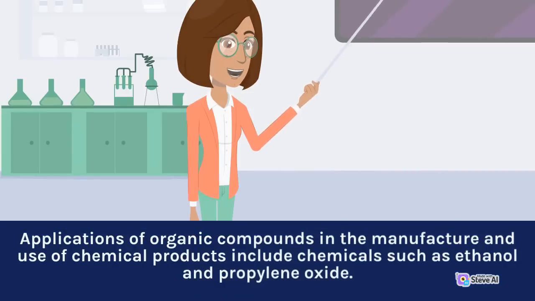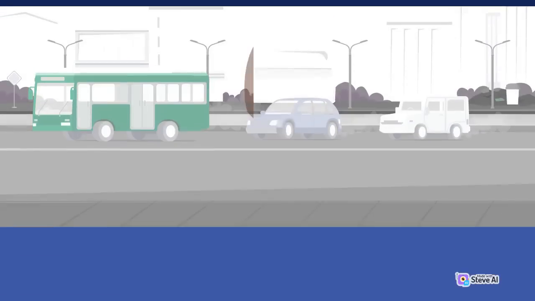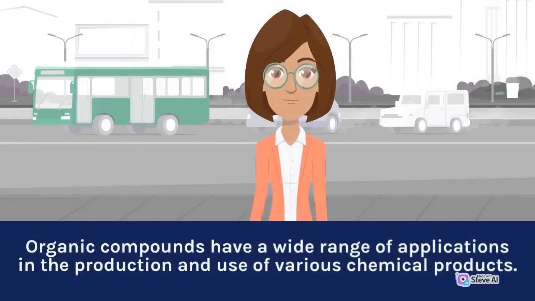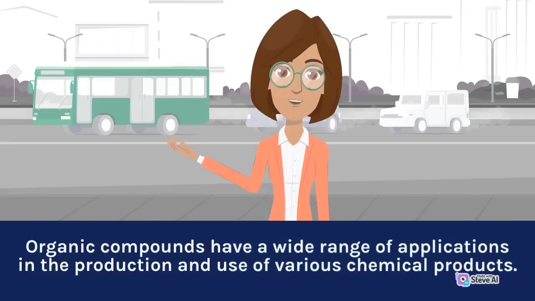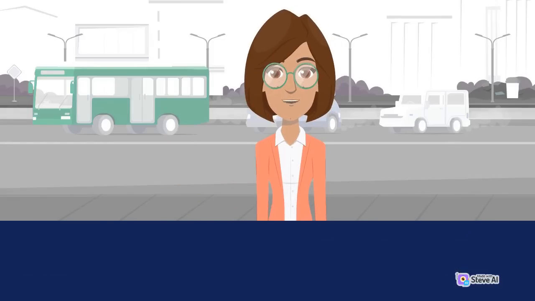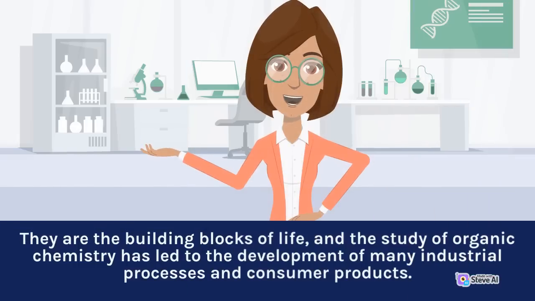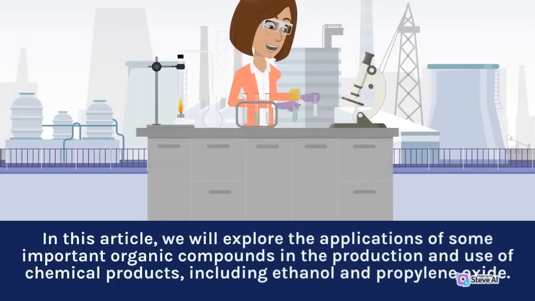Applications of organic compounds in the manufacture and use of chemical products include chemicals such as ethanol and propylene oxide. Organic compounds have a wide range of applications in the production and use of various chemical products. They are the building blocks of life, and the study of organic chemistry has led to the development of many industrial processes and consumer products. In this article, we will explore the applications of some important organic compounds in the production and use of chemical products, including ethanol and propylene oxide.